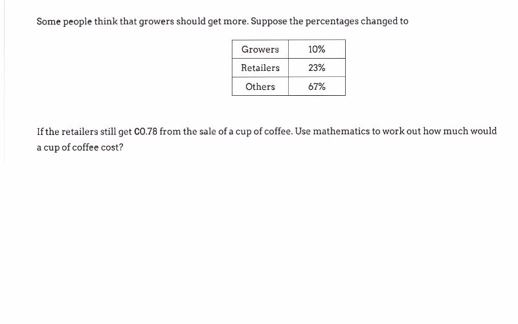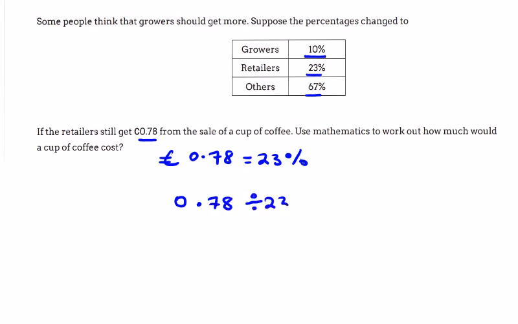The second part to this question, some people think that growers should get more, 10%, still adds up to 100. And if retailers still get 78 cent, so what we write is 0.78 in terms of euros is equal to 23%. So to get 1%, we divide 78 by 23, that would give 1%. To get 10%, we'd multiply that by 10. So if we can get 10%, we can just multiply our answer by 10, and that will give us 100%, which will be the cost of the cup of coffee.